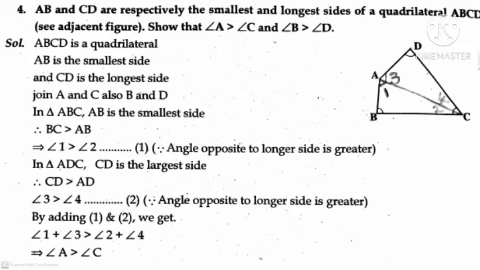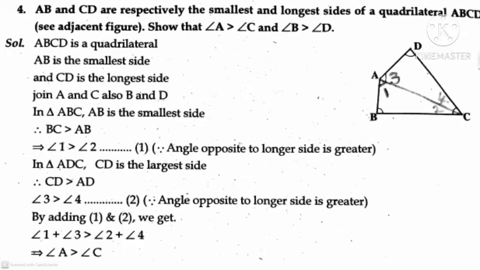In triangle ABC, AB is the smallest side. So, BC is greater than AB. That implies angle 1 is greater than angle 2, since the angle opposite to the longer side is greater. In triangle ADC, CD is the largest side. Therefore, CD is greater than AD. That implies angle 3 is greater than angle 4. It is equation 2, since the angle opposite to the longer side is greater.